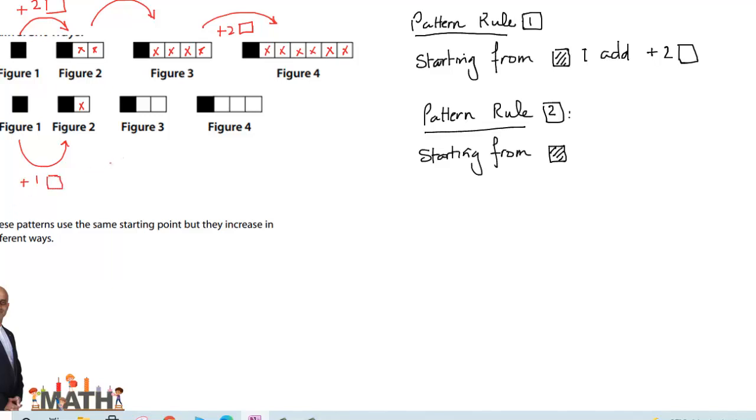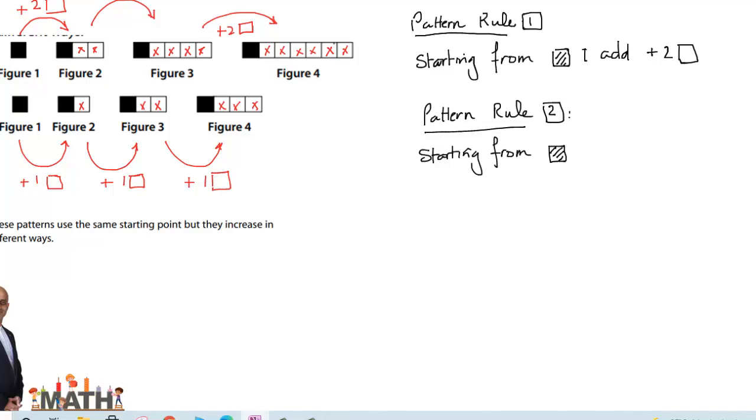Let me check if I'm doing the same thing with the others. I see here figure 3, it has one dark and one white. That means exactly like figure 2. But I add one extra white. That means when I'm going from here to here, I am adding one block. Now figure 4, I see it's a repetition of figure 3, one dark block and 2 white block. But I added one white extra block. That means to go from here to here, I need to add one white block.